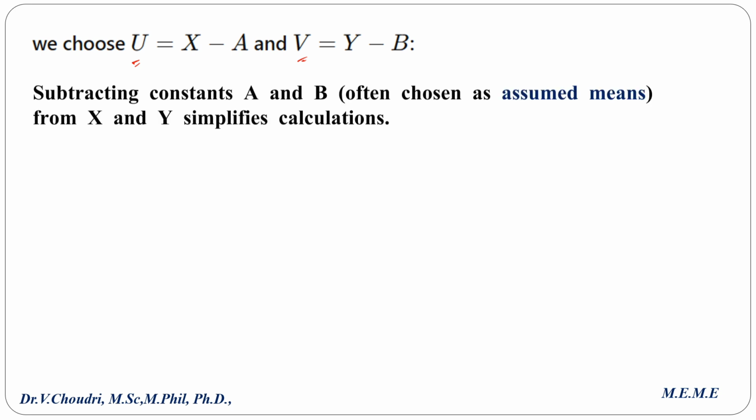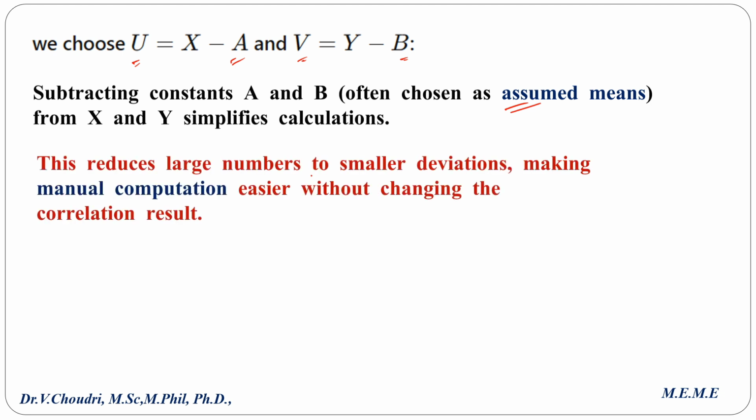So if you want to do it manually, let us choose the new random variables u equal to x minus a and v equal to y minus b. So what about a and b? A and b, often we choose the assumed means. When you first see x and y, we may think of a value that could be the assumed mean. You do not need to take the perfect mean; an assumed mean is enough. Then subtracting from x, it becomes a single digit. It is better to keep u and v as single digits. Now, when we do this, large numbers become smaller deviations, so manual computation becomes easy.